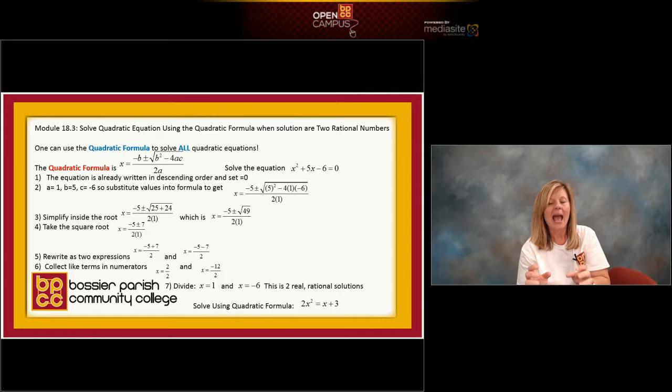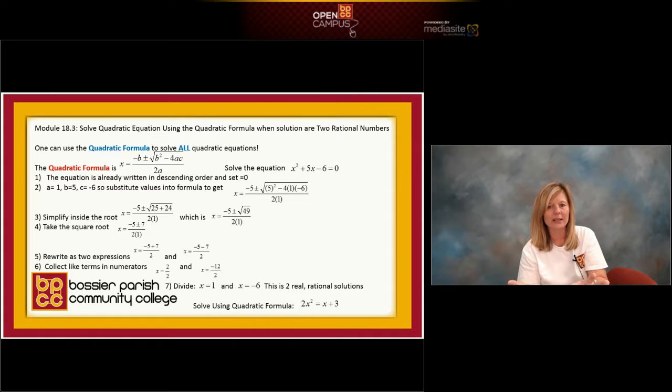Everybody's good? At this moment is when I separate and show I'm going to have two answers. Because, ladies and gentlemen, in the numerator, you can't add 7 and subtract 7 from negative 5 at the same time. So now I'm going to rewrite this as x equals negative 5 plus 7 over 2, and x equals negative 5 minus 7 over 2. That shows me that you understand the plus or minus symbol means one time I'm going to add 7 to negative 5, one time I'm going to subtract 7 from negative 5. If you look, I also multiply the denominator 2 times 1 because that's just 2.